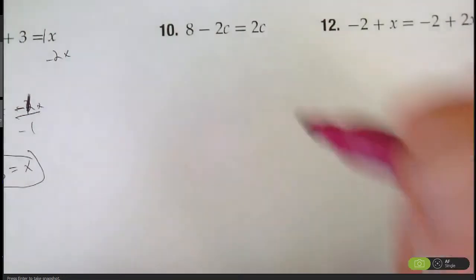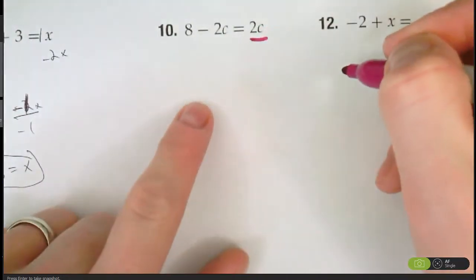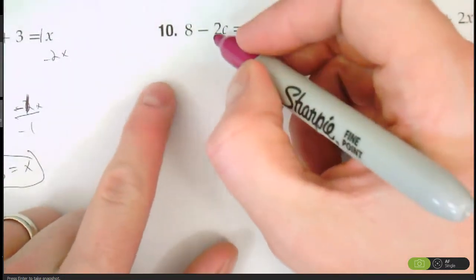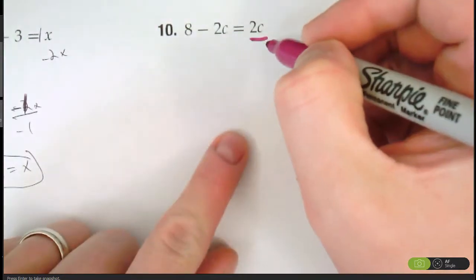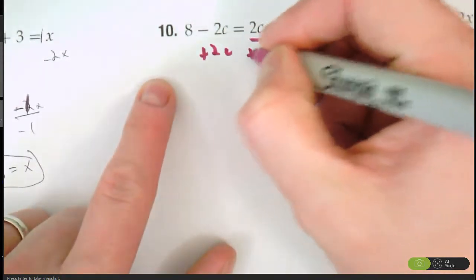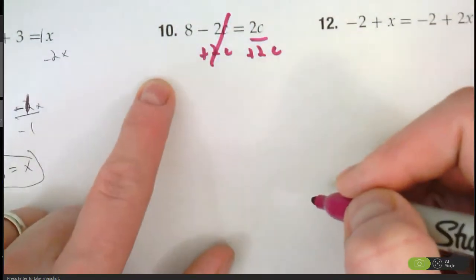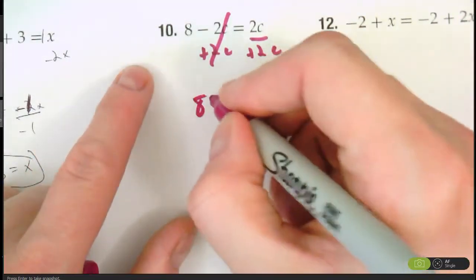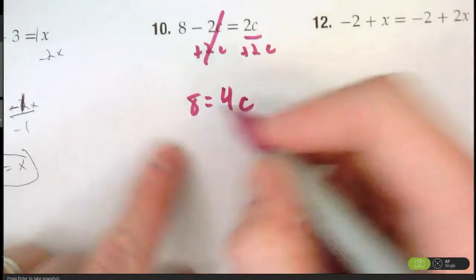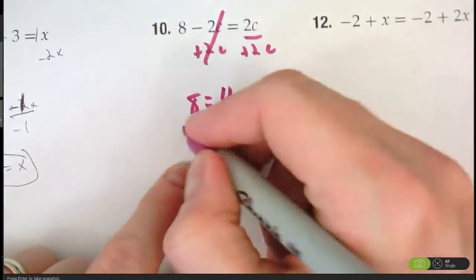For number 10, again, I've got two c's on the right side by themselves. So I get the other two c's to the opposite side, so all the c's are grouped together on one side. So add 2c to both sides. That cancels off the minus 2c there. 2c plus 2c is 4c. So 8 equals 4c. Now I can divide by 4.